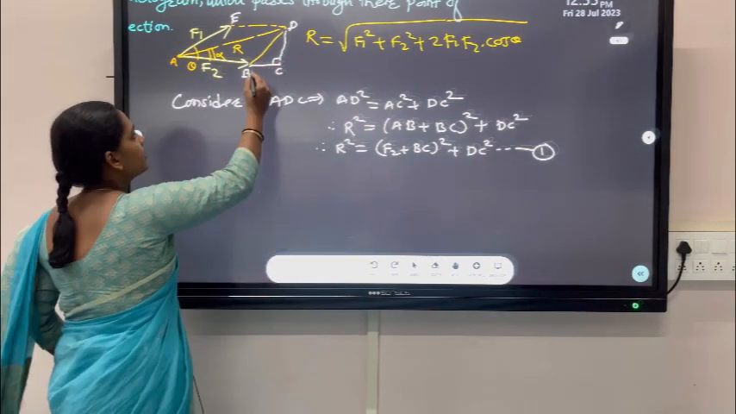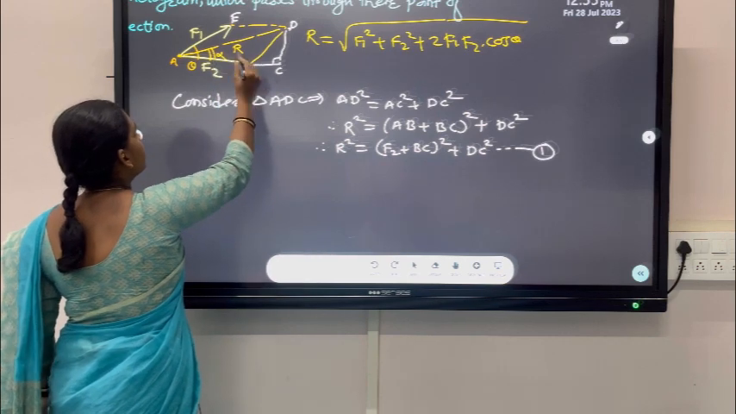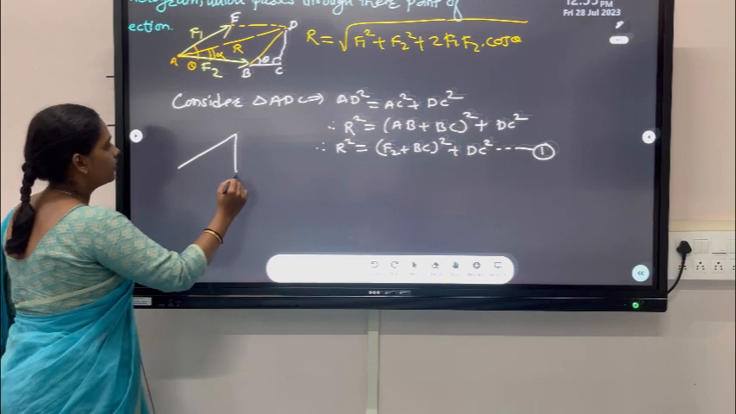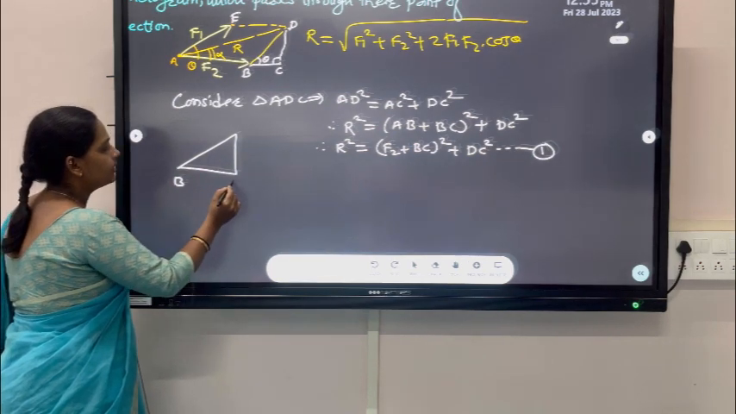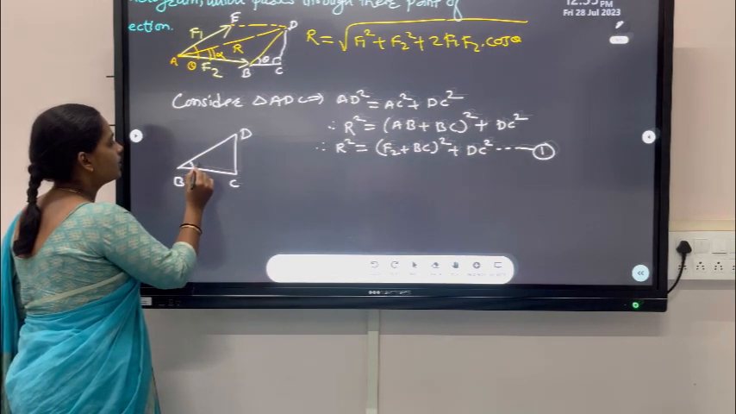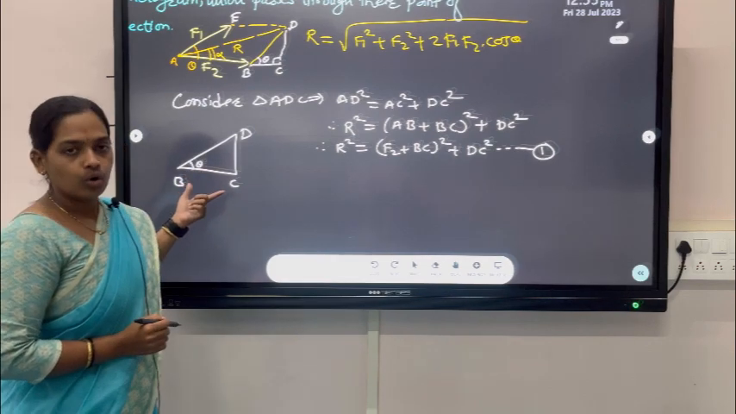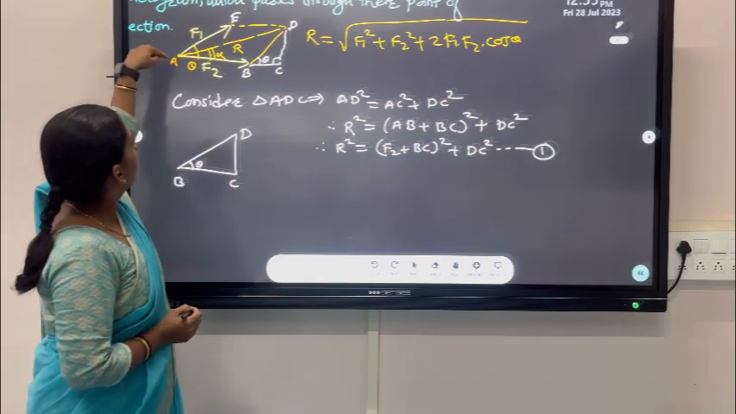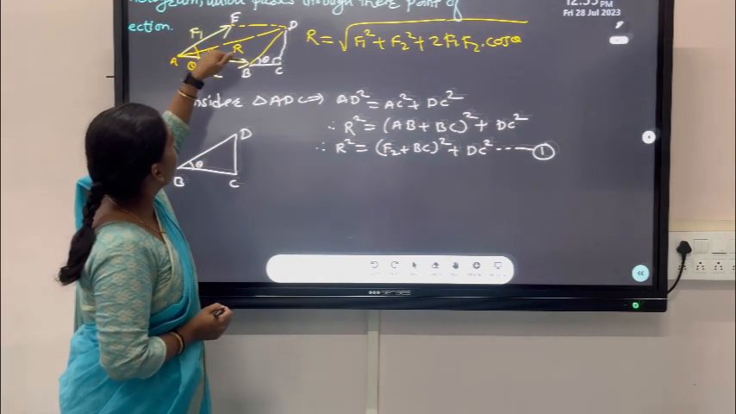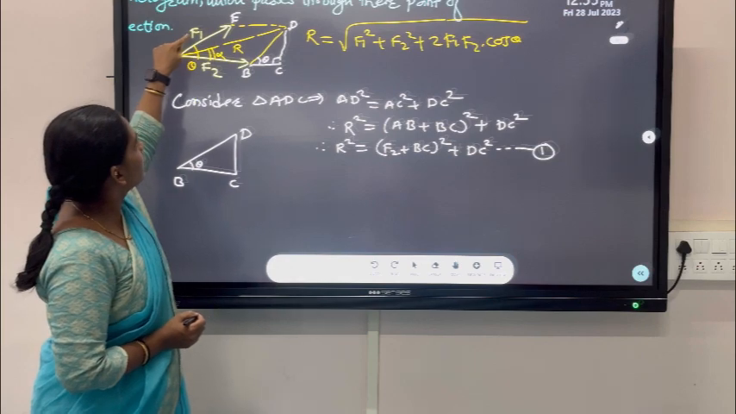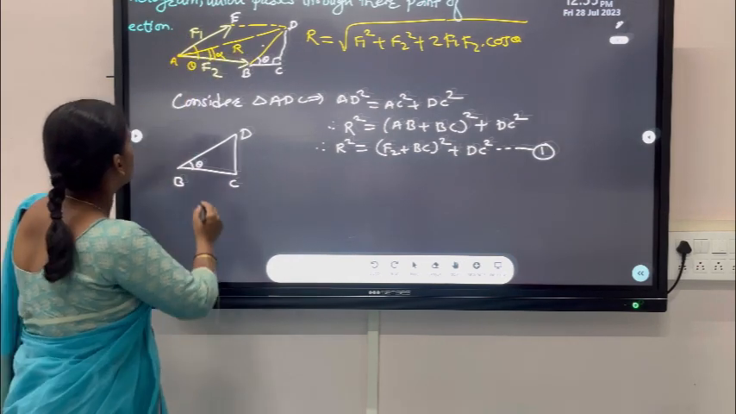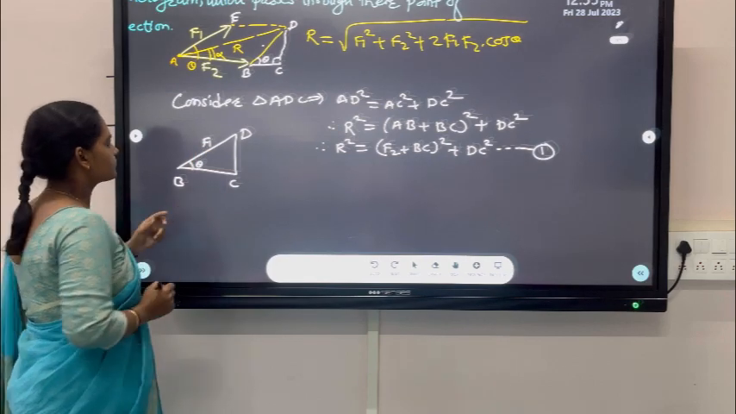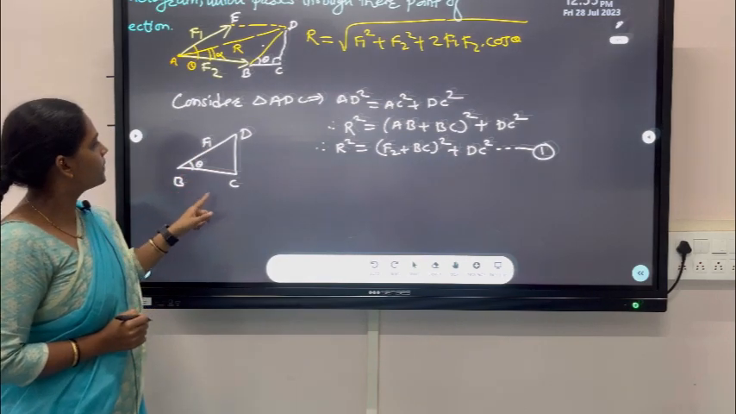So, just consider triangle, since this angle is alpha, this is theta, this is also theta. So, in triangle BCD, this is theta and we have to know the distance of BC and DC. Since AE and BD are parallel, so F1 here is F1 here. That is, the distance BD is also F1 and we have to know the BC and DC.